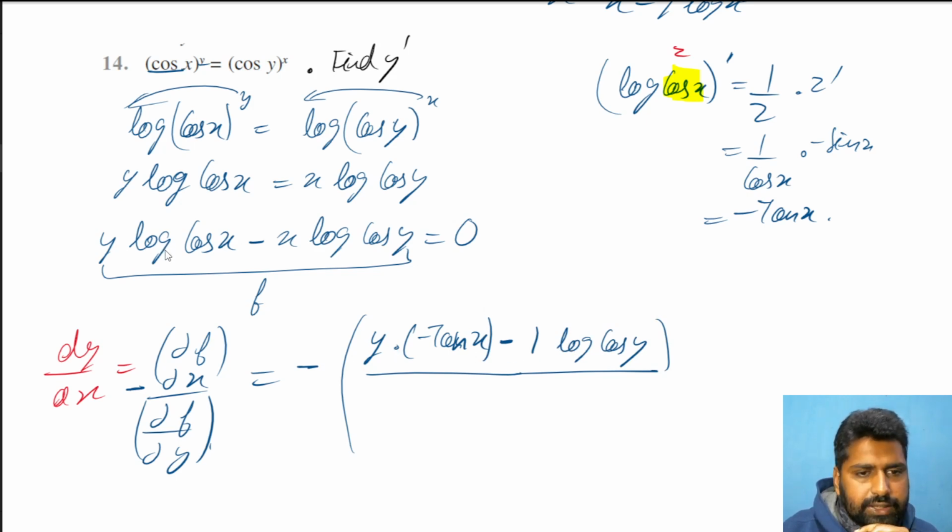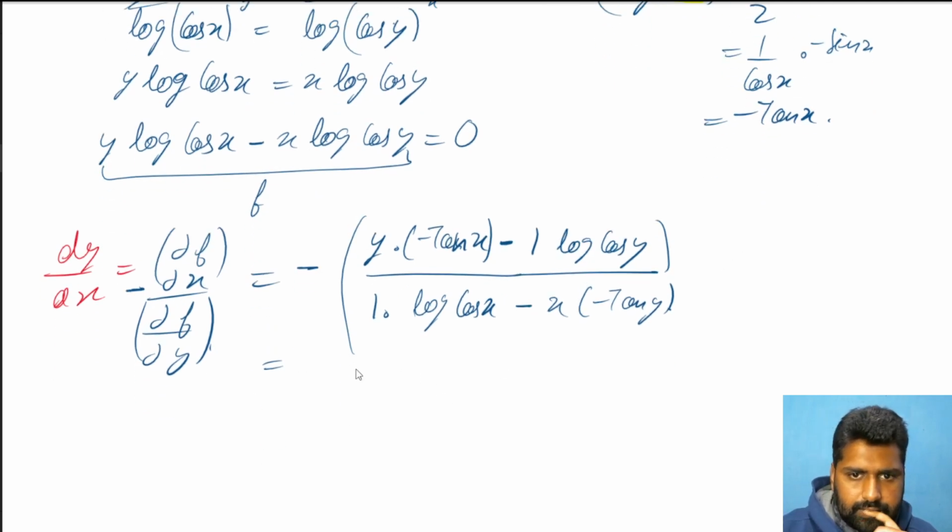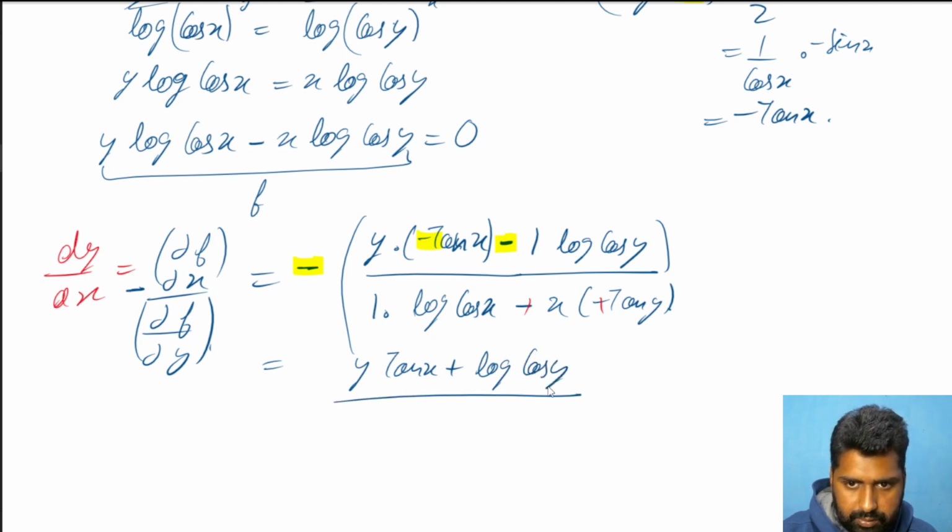Now differentiate with respect to y partially. So first y differentiation is 1, log cos x as it is because it's a constant, minus x will be as it is, log cos y differentiation directly say minus tan y. This negative will cancel these two. If we take that negative out, we'll get that cancelled, and clearly these two negatives will also cancel. So we should get a positive answer. That's y tan x plus log cos y upon 1. Why am I writing 1? Directly to say log cos x plus x tan y.